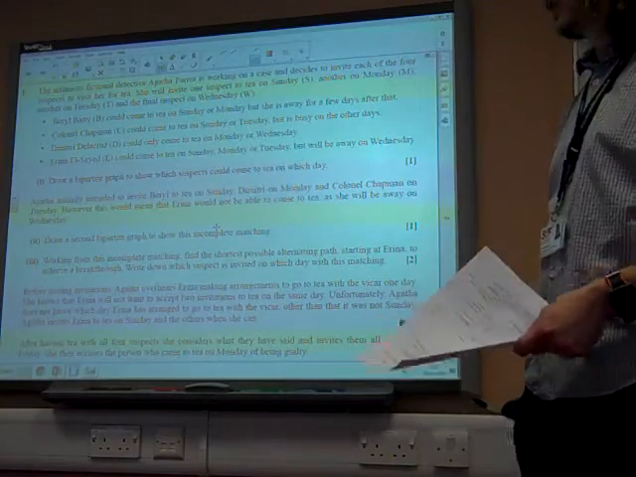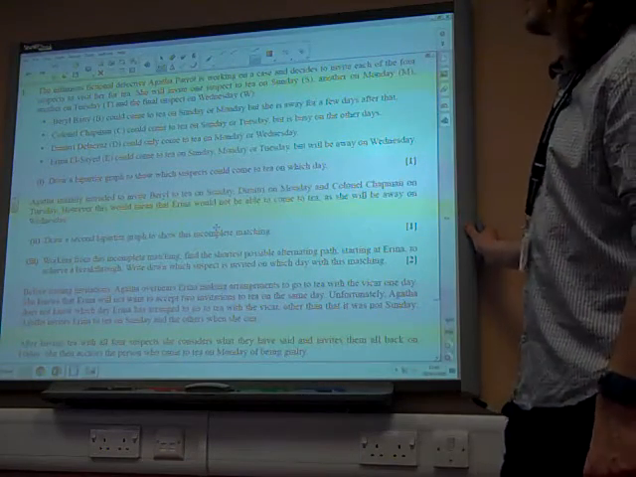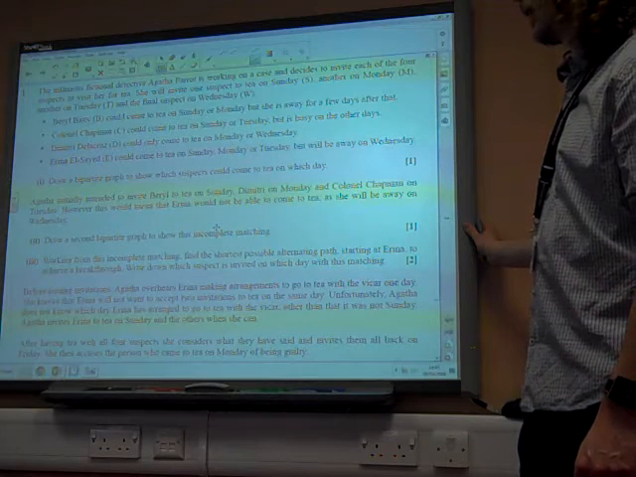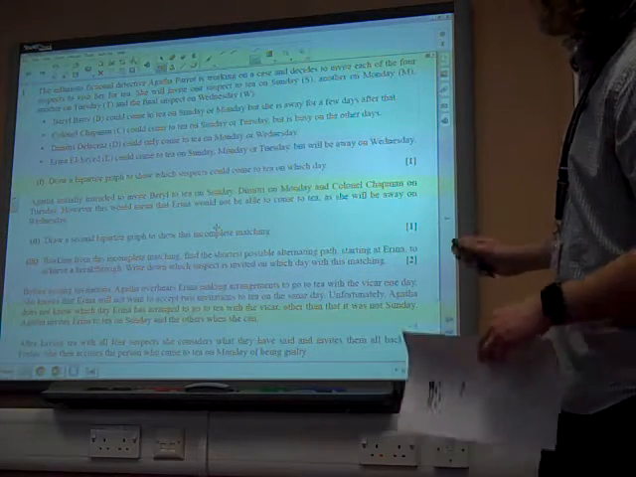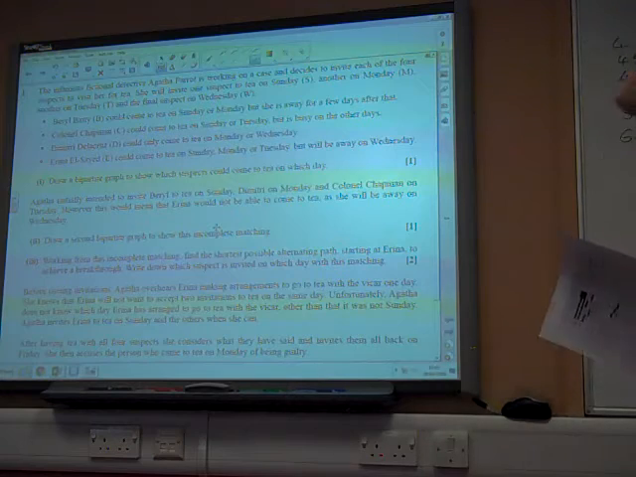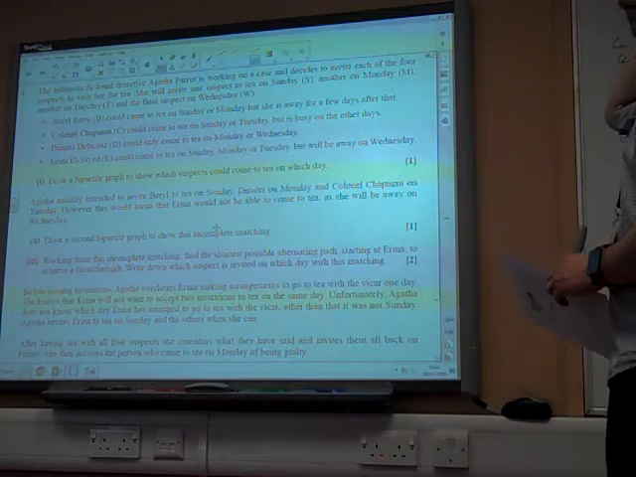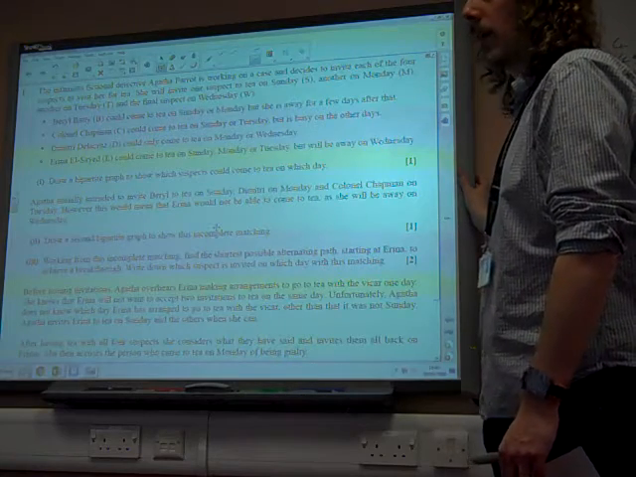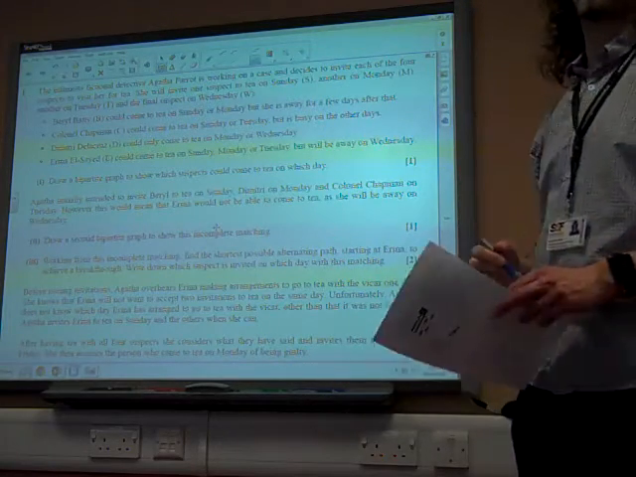The infamous fictional detective Agatha Parrott, don't laugh, it only encourages them, is working on a case and decides to invite each of the 4 suspects to visit her for tea. She'll invite one suspect on Sunday, another on Monday, another Tuesday, another on Wednesday. You're given this information. This was quite straightforward, wasn't it?